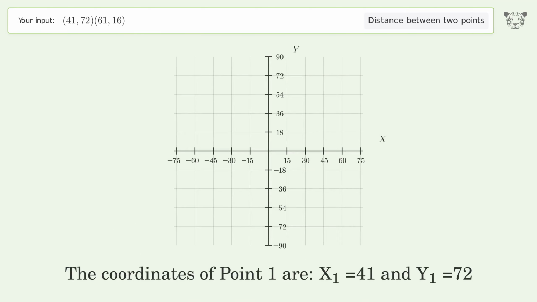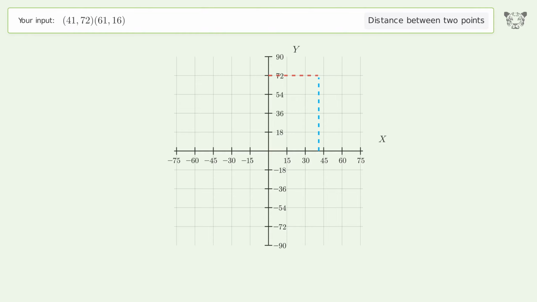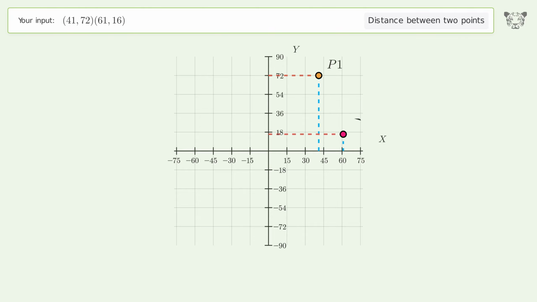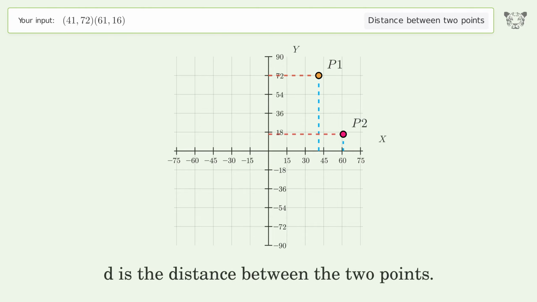The coordinates of point 1 are, x1 equals 41 and y1 equals 72. The coordinates of point 2 are, x2 equals 61 and y2 equals 16. D is the distance between the 2 points.